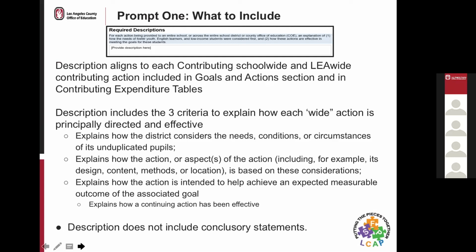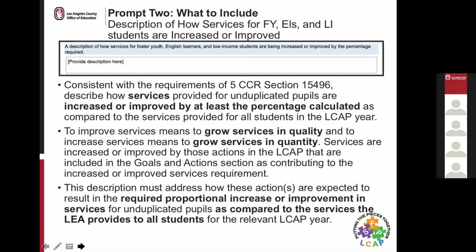This slide provides a summary of what we've discussed and what to include in prompt 1. Remember, prompt 1 is addressing the school-wide and LEA-wide actions the LCAP has included as contributing to the increased or improved services requirement. Let's go on to prompt number 2.